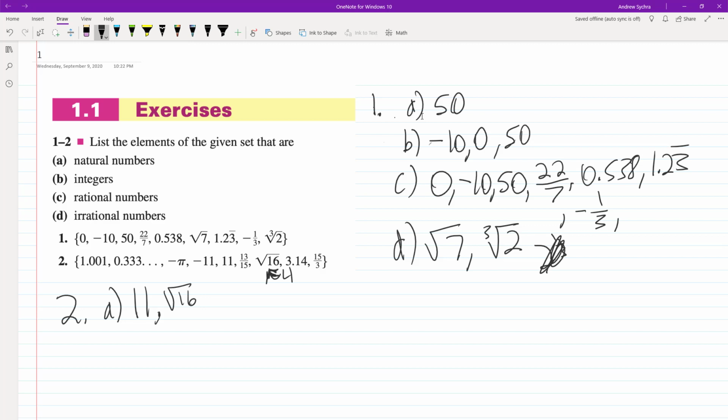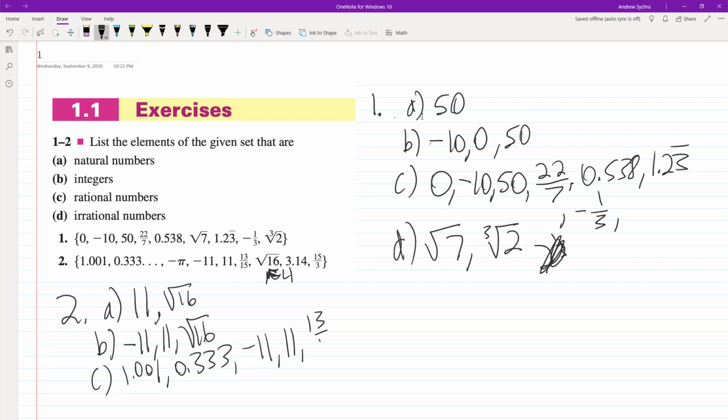Okay. So answer B, integers. So it's going to be equal to, we'll include negative 11 this time. We'll have 11, square root of 16, which is 4. And that's it. For C, rational numbers, we'll have 1.001, 0.333, negative 11, 11, 13 over 15, square root of 16, 3.14. It's a truncated version of pi, and we'll have 15 over 3, which is the same thing as 5.